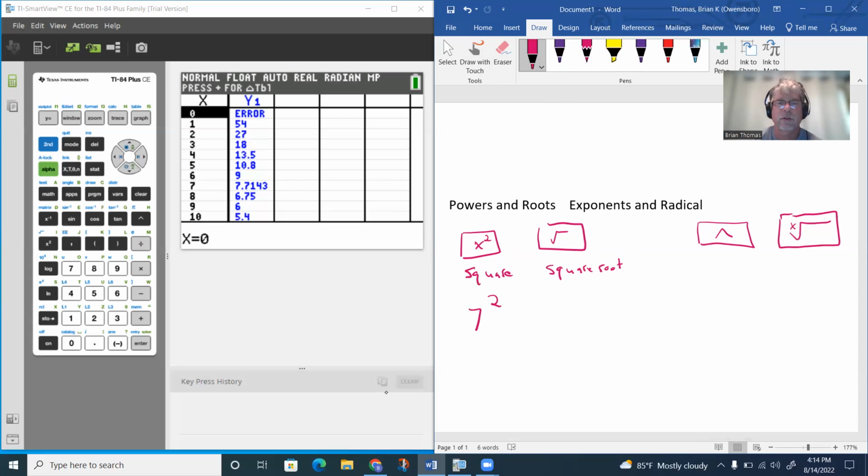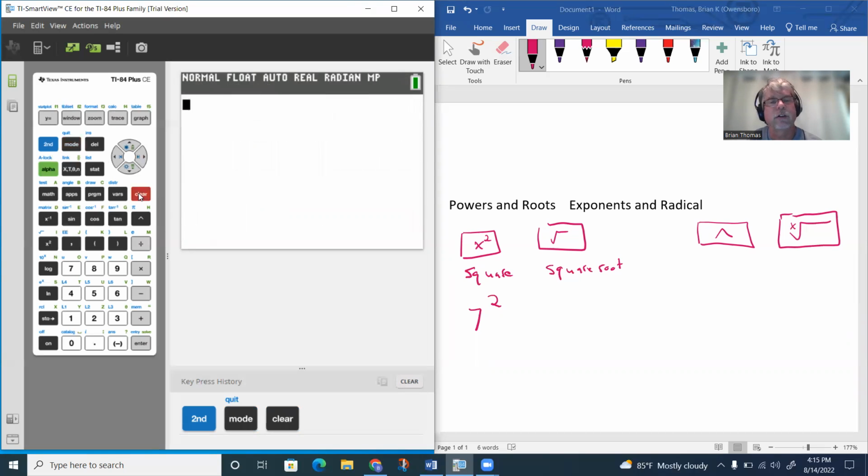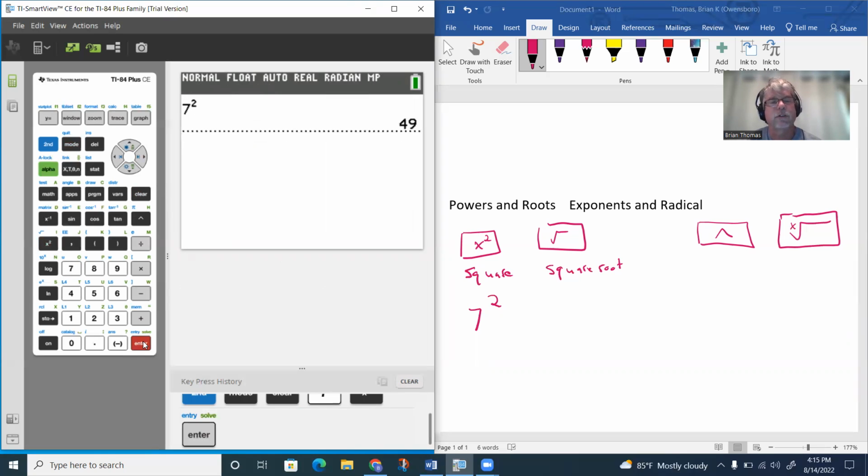If I want to square something on this calculator, notice how I'm on the table. If I hit the second button and hit mode, it'll quit and get me back to the home screen. Then I can clear that all off. To type 7 squared in, I hit the 7, and then the key that has the x squared raises it to a power of 2. If I hit enter, it'll square it for us.